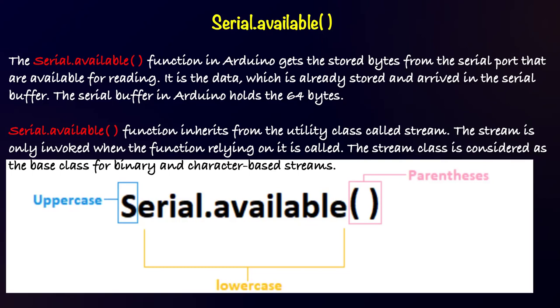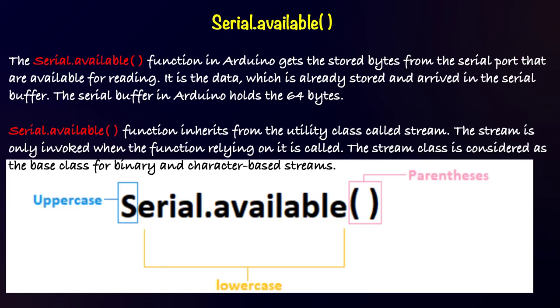Now, what is the purpose? What is the function? You see, the Serial.available function inherits from the utility class called Stream. What is the stream? The stream is only invoked when the function relying on it is called. The Stream class is considered the base class for binary and character based streams. Now again, how Serial.available should be written, and why it should be written like that, is being shown over here.